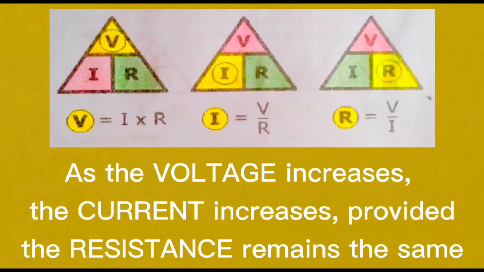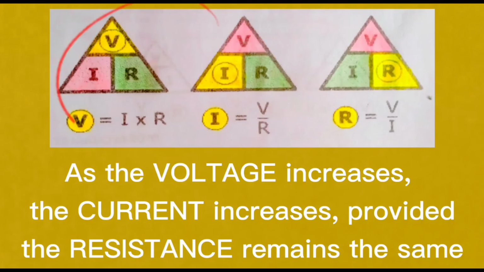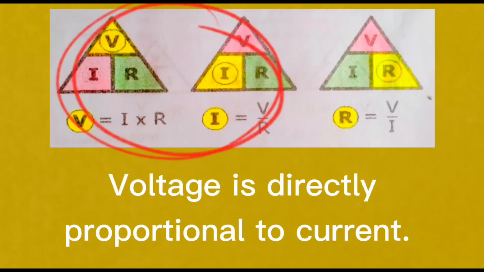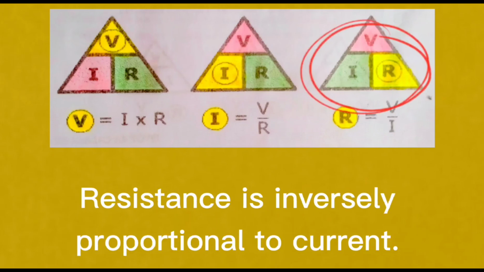As the voltage increases, the current increases, provided the resistance remains the same. This is because the relationship between voltage and current is directly proportional. On the other hand, if the resistance goes up, the current will go down. This is because the relationship between resistance and current is inversely proportional.